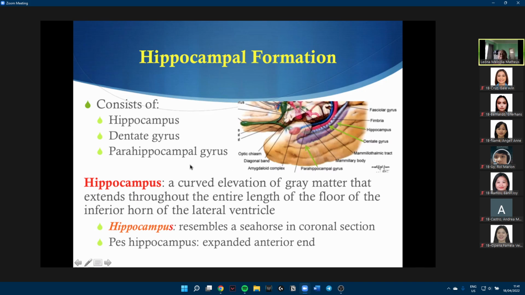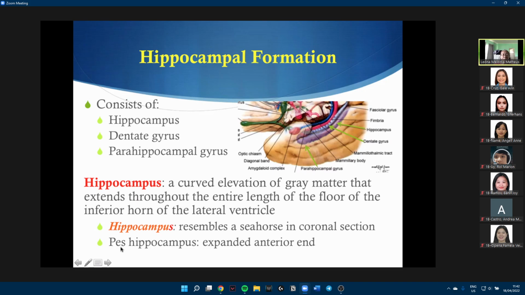So the hippocampus is a curved elevation of gray matter that extends throughout the entire length of the floor of the inferior horn of the lateral ventricles. Again, ayun po ang ka-relationship niya, no? Yung inferior horn of the lateral ventricle. The term hippocampus came from the word seahorse because the hippocampus resembles a seahorse in coronal section. I'll show you this in a little while.